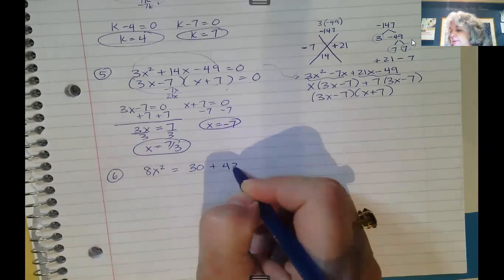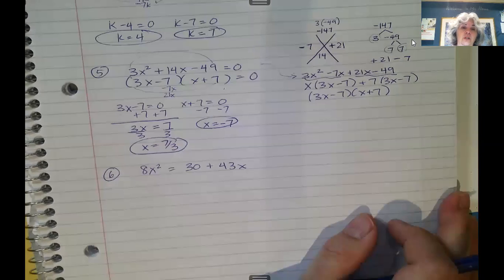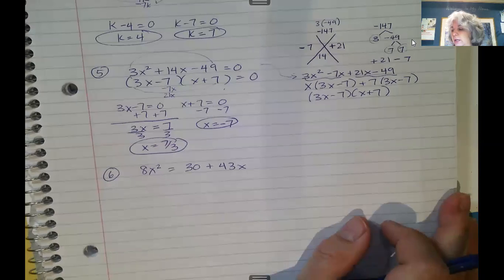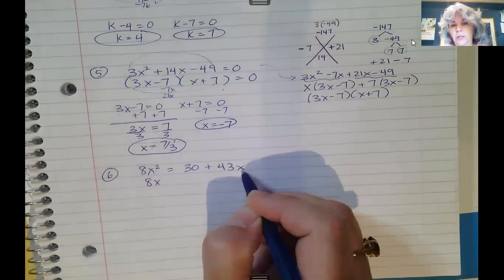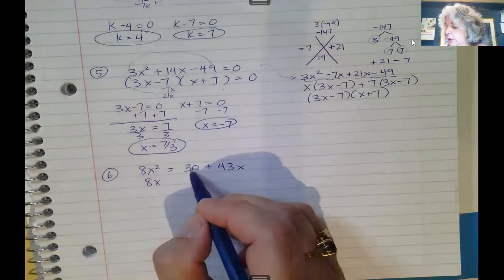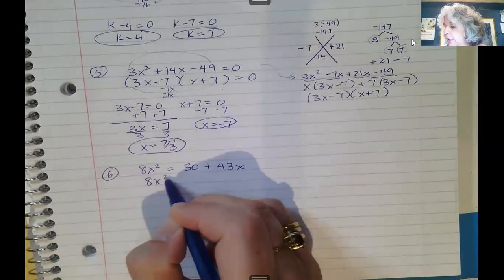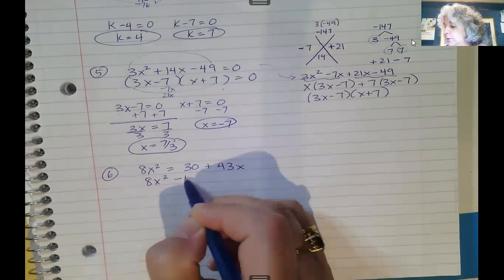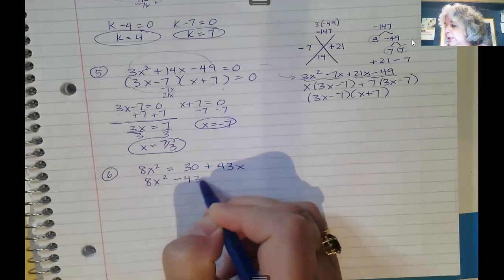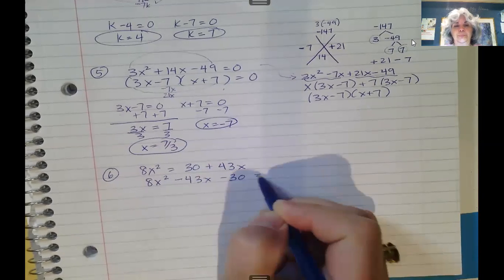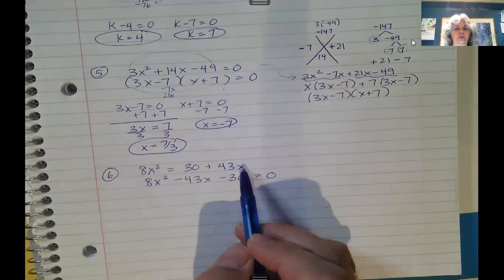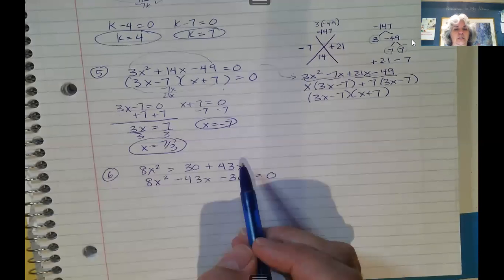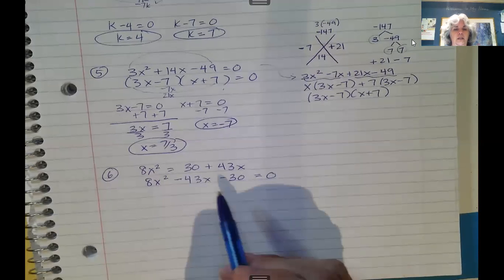So I have this. First of all, it's not set equal to 0, so I want to do that. I'm going to subtract 43x and I'm going to subtract 30 from both sides. So I get 8x squared minus 43x minus 30 equals 0. I just subtracted 43x from both sides, and then I subtracted 30 from both sides in my head, and I wrote it all out.